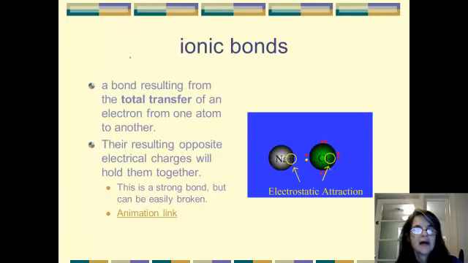The first type is an ionic bond. Remember, we said an ion is a particle that has a charge, either a plus charge or a minus charge. An ionic bond is achieved when one atom completely gives up an electron to another atom. For example, in this picture, we're looking at sodium and chlorine.